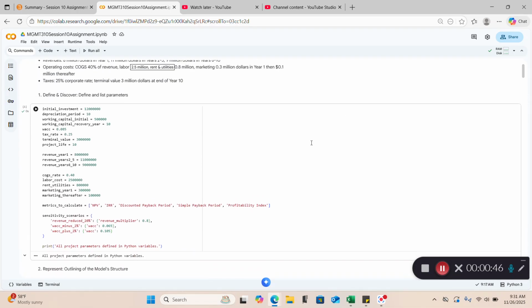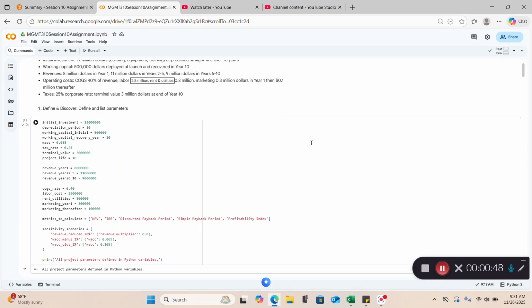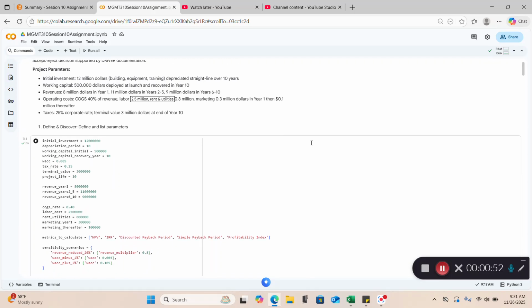And here we define and list our parameters, in which our initial investment is sitting at $12 million. The depreciation period is 10 years. Our initial working capital is $500,000, with our working capital recovery year sitting at 10. Our WACC is at 0.085, with a tax rate of 0.25, so 25%. Our terminal value is sitting at, I can't really see the zeros that well, my eyes are kind of bad, I think it says 3 million. And our project life is sitting at 10.